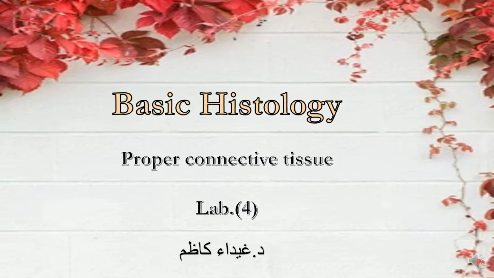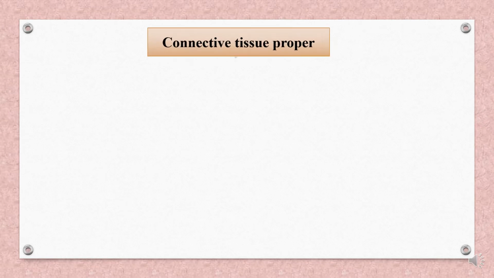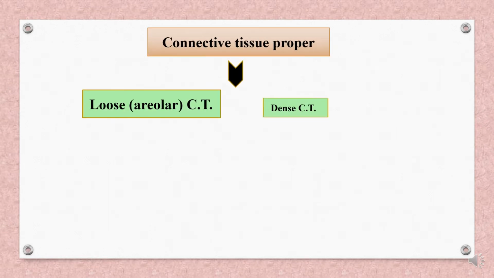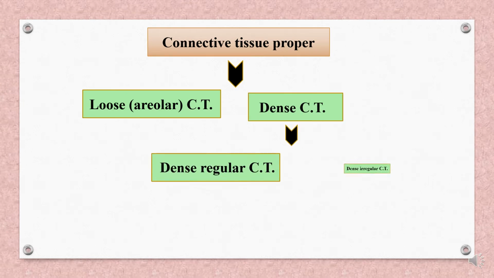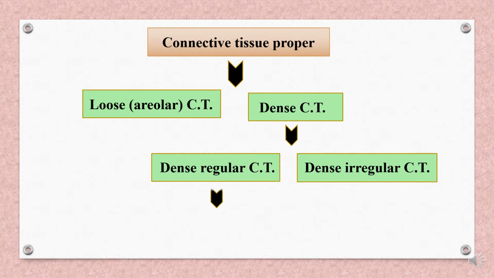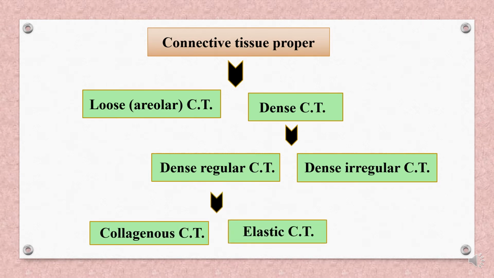السلام عليكم. مختبرنا لهذا الأسبوع من Basic Histology ضمن مجموعة Proper Connective Tissue. مجموعة Proper Connective Tissue include loose or irregular connective tissue and dense connective tissue. The dense classified into dense regular connective tissue and dense irregular connective tissue. The dense regular connective tissue classified into collagenous connective tissue and elastic connective tissue.